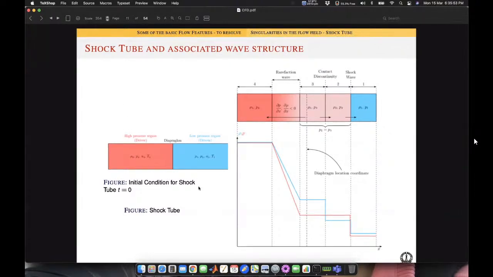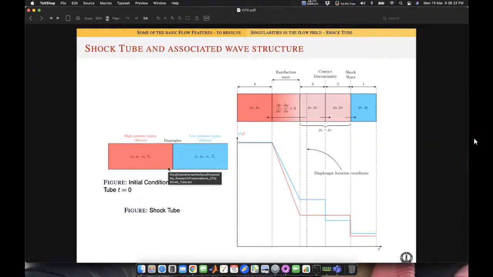As shown in the figure, these are the initial conditions. So this is the initial setup: a pipe blocked at one point, with high pressure fluid on one side and low pressure fluid on the other side. This is at t equal to 0, the instant that you are looking at. Now, if you instantly rupture the diaphragm, what happens to the flow field?